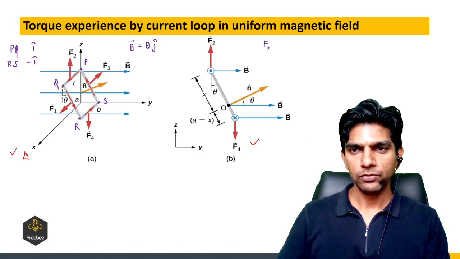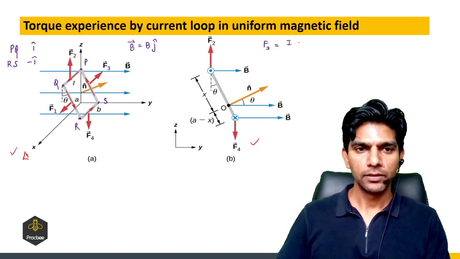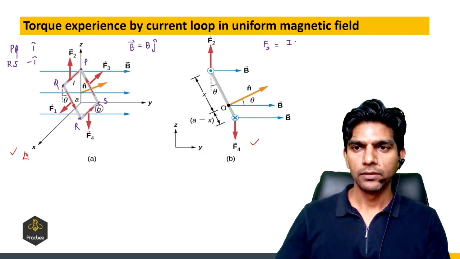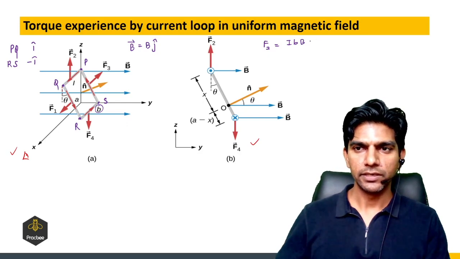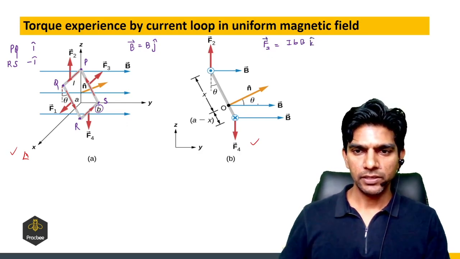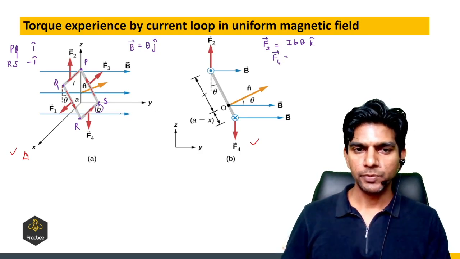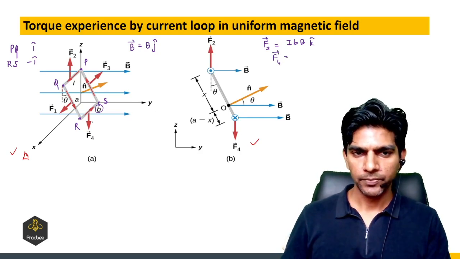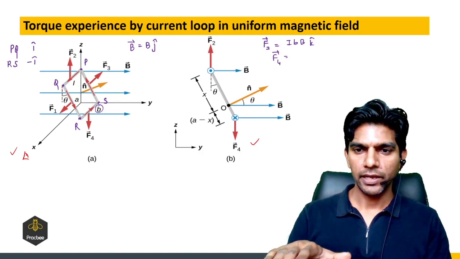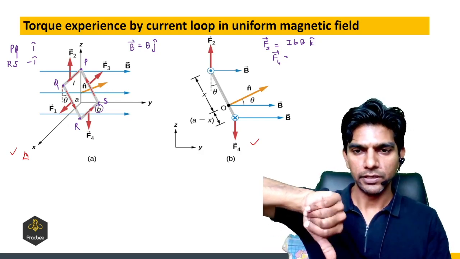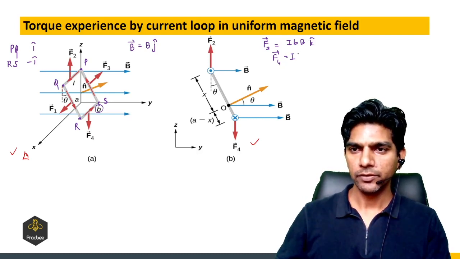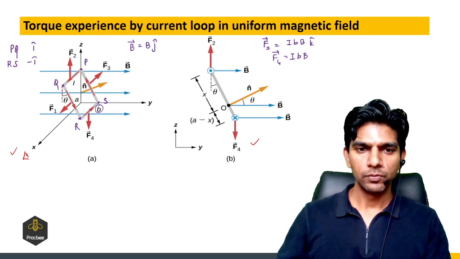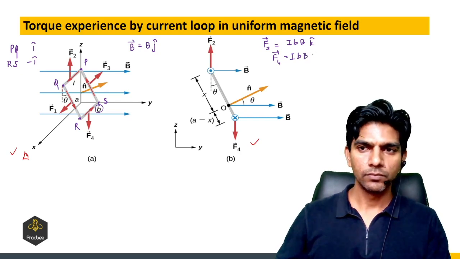So I can say F2 will be I, L will be b, times the magnetic field. And this force is in the z direction, so you can say k cap. Similarly, F4, which is the force experienced by the RS segment, will be I L cross B, so it is in the downward direction. So I can say I b times the magnetic field times minus k cap.